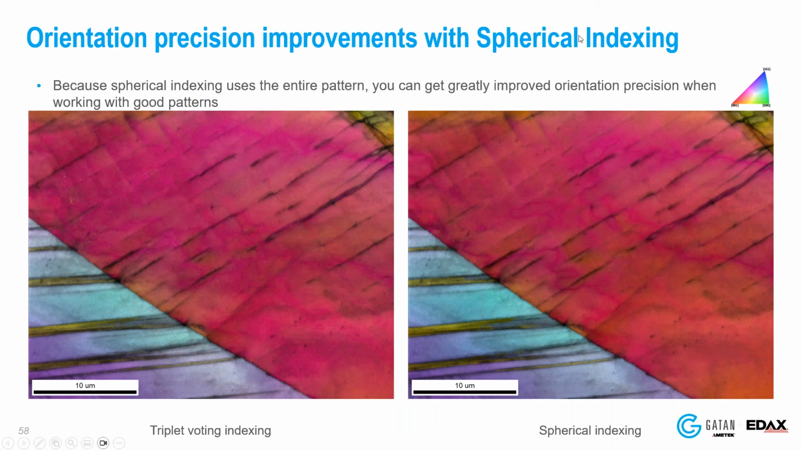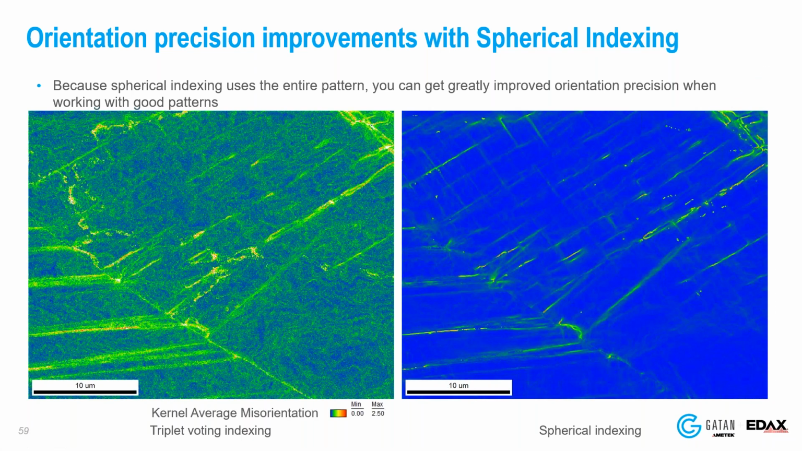Another benefit of the spherical indexing, I mentioned the pseudosymmetry. It is also really good for the orientation precision because it is not sensitive to overlapping patterns. So here on the left-hand side, this is conventional indexing, on the right spherical. This looks very similar, but when I look at orientation variations, this is a KAM map, there is a huge difference between the two. Here on the right-hand side, we have a very clean display of substructure, which is just a little bit lost in the noise here on the left.